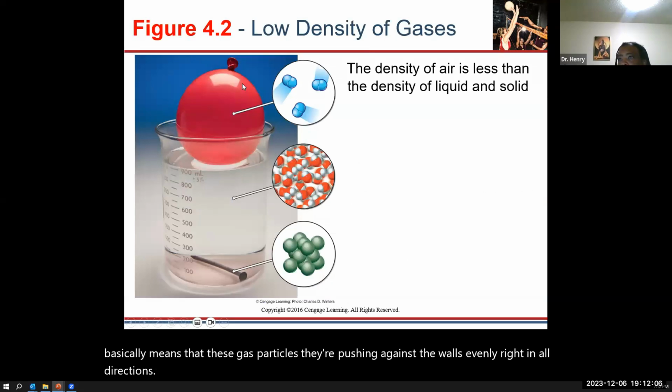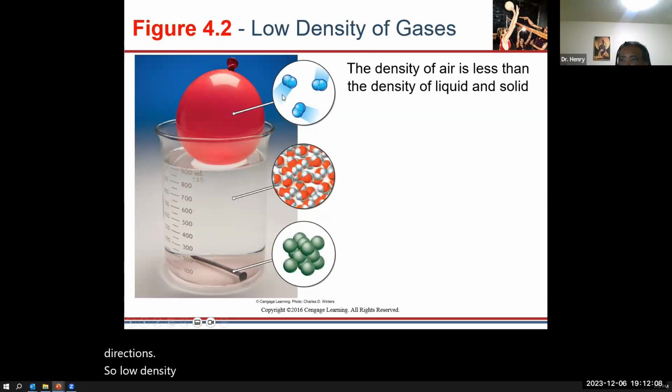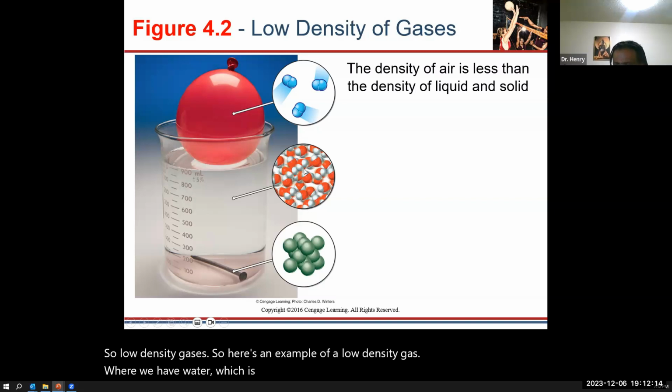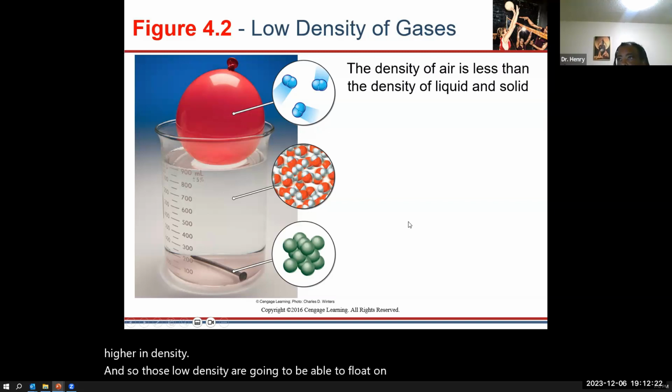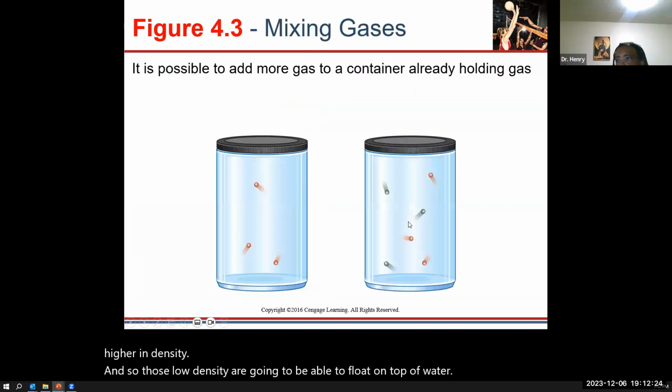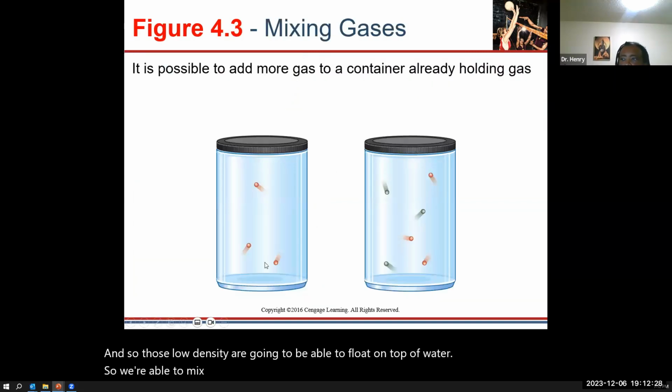So low density gases. So here's an example of a low density gas where we have water, which is high density, higher, and we have a solid, which is even higher in density. And so those low density are going to be able to float on top of water. So we're able to mix gases. So here's an example of us mixing gases.